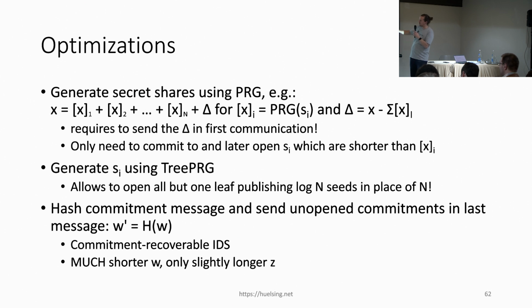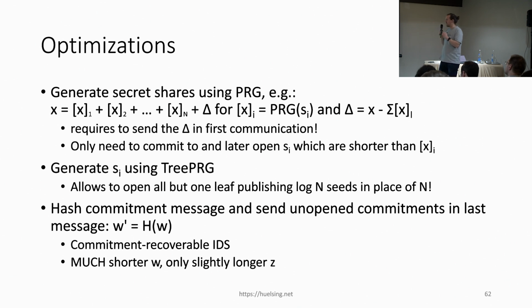The second thing you can do is use what's called a tree PRG. You might know it as the GGM PRG, which takes a length-doubling PRG and produces 2 new seeds, and then from each of these you can produce 2 new seeds and so on. This has one beautiful property. If I generate all the inputs of one party from a single seed, then I have to open n minus 1 of these seeds, right?